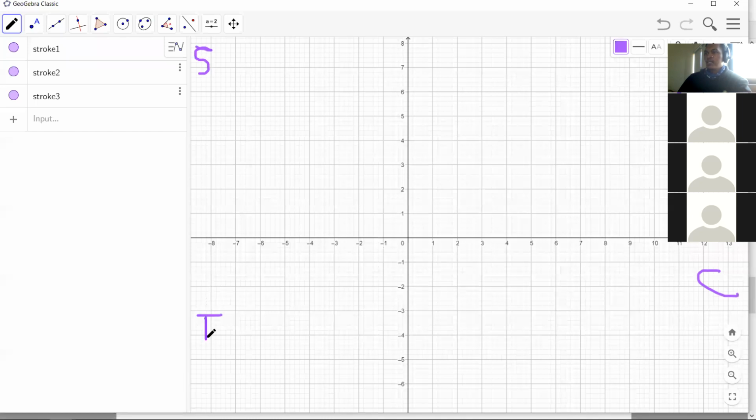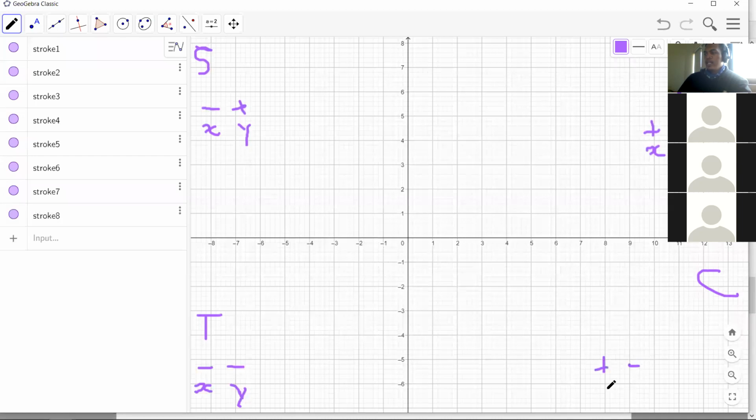Quadrants that we call CAST. At the A, everything is positive. It means the X is positive, the Y is positive. At the S, we notice that the X is negative and the Y is positive. So that is for your X, this is for your Y. At the T, we notice that the X is negative and the Y is negative. And at the C, we notice that the X is positive and the Y is negative. That is your X, that is your Y.